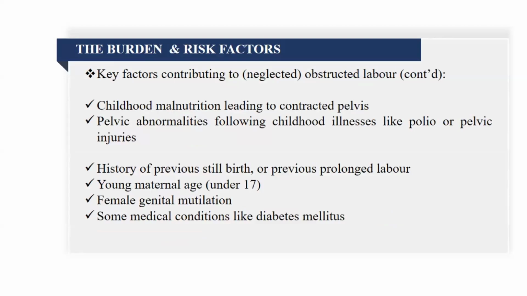Childhood malnutrition eventually leads to contracted pelvis and then makes the pelvis inadequate for passage of the fetus. Pelvic abnormalities following childhood illnesses like poliomyelitis and pelvic injuries. History of previous stillbirth and prolonged labor is another risk factor. Young maternal age, where the pelvis is not adequately developed to carry the labor process through. Female genital mutilation, where there will be eventual constriction of the perineum because of cicatrization. Some conditions like diabetes mellitus and even gestational diabetes result in fetal macrosomia and then increase the risk of having an obstructed labor.